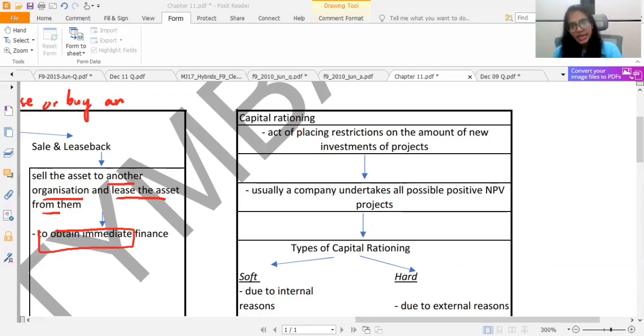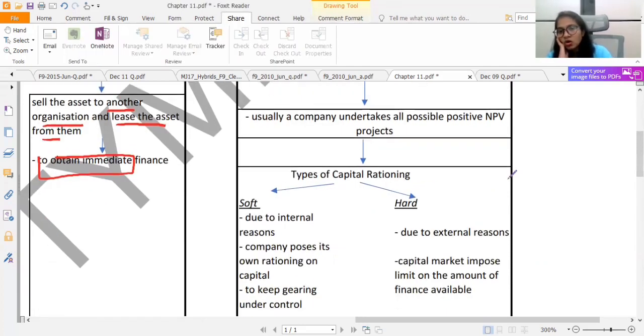So what are the types of capital rationing that we have? There are two types. Number one, soft capital rationing, and number two, hard capital rationing. Soft capital rationing is also known as internal capital rationing, as it arises due to internal reasons. And hard capital rationing normally arises due to external reasons.